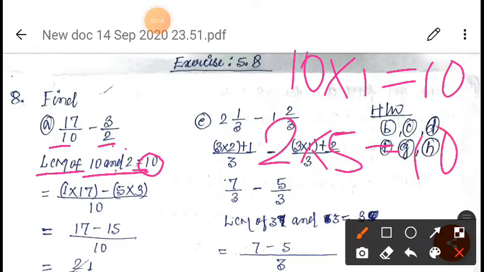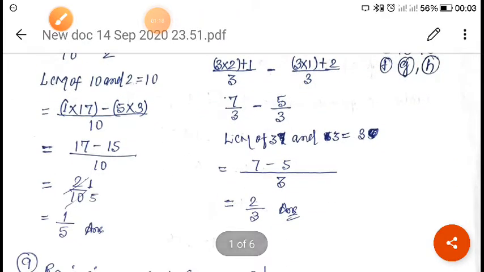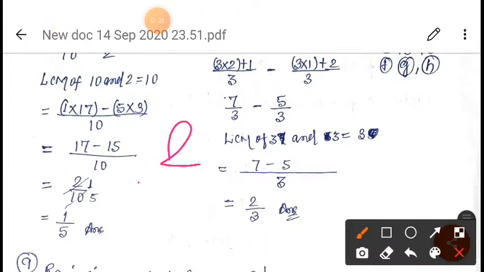So we will multiply this one with this 17, and this 5 with this 3, right? As you can see here, I have done 1 into 17, 5 into 3. So 1 into 17 is 17, and 5 into 3 is 15, right? When we subtract this, you will get 2. So here we will get 2 by 10.